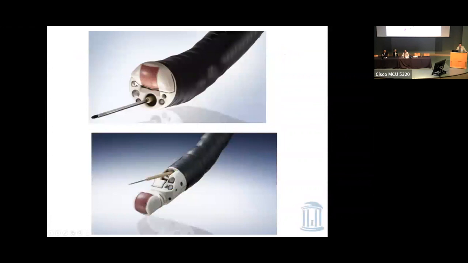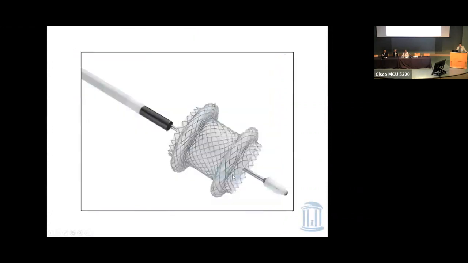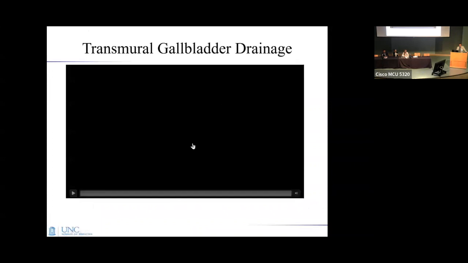We can either use forward viewing linear echo endoscopes or the traditional oblique echo endoscope to do these procedures. You're probably all familiar with the main luminal opposing metal stent on the market, which is not FDA approved at this time for gallbladder drainage, but it is anticipated that in the near future FDA approval will be given for this device for gallbladder drainage.